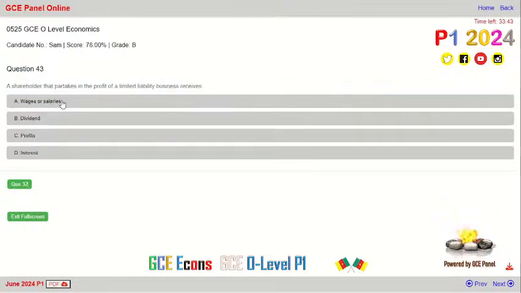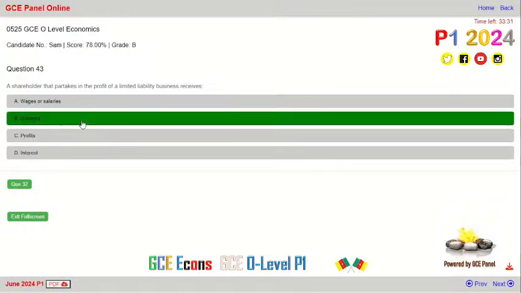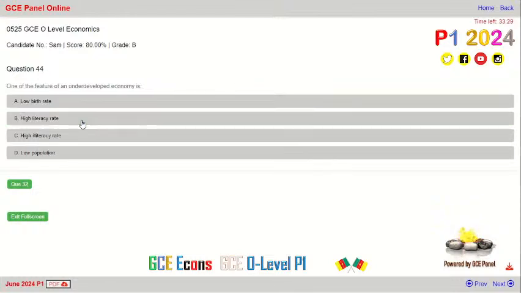A shareholder that partakes in the profit of a limited liability business receives. So if you're a shareholder and you're partaking in the profits of a limited liability business, then you receive what you call a dividend. Question 44. One of the features of an underdeveloped economy is, underdeveloped economies, you have high illiteracy, high birth rates, and so on, and high population. So it's high illiteracy.